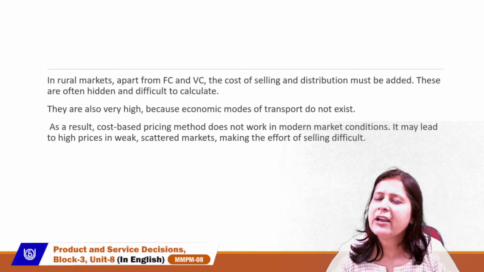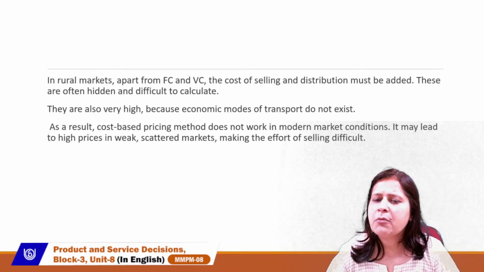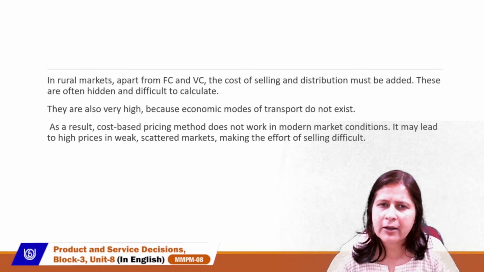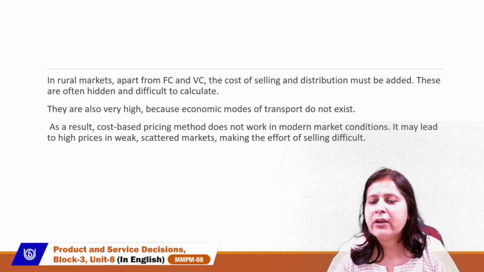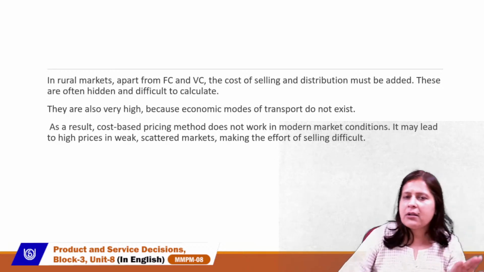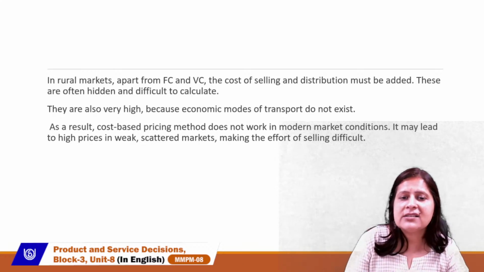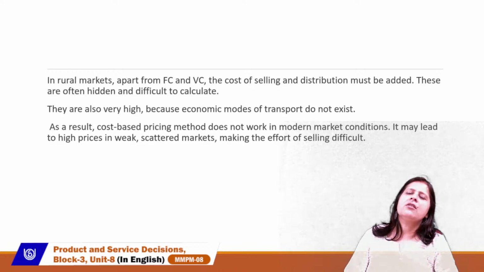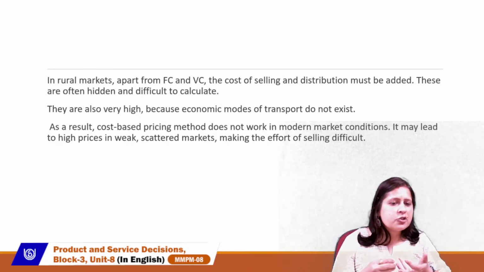These are often hidden and difficult to calculate, right? They are also very high because an economic mode of transport does not exist in the rural market. So as a result, the cost price method doesn't work in modern market conditions. It may lead to high prices in a weak scattered market and make the efforts of selling difficult. Why? Because it includes the fixed cost as well as variable cost, and in this the distribution cost, promotion cost, and other selling costs should be included. And these selling, distribution and promotion costs are all hidden costs, and it is difficult to calculate them.